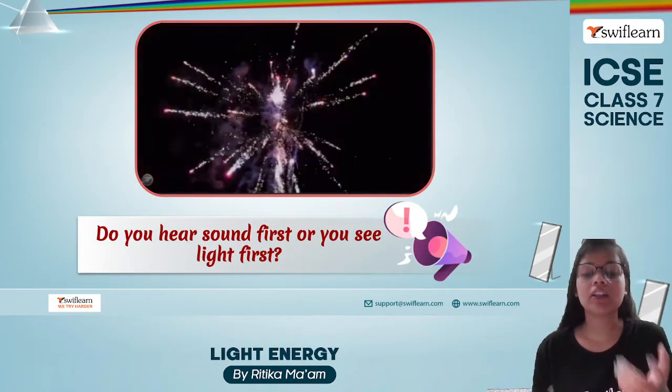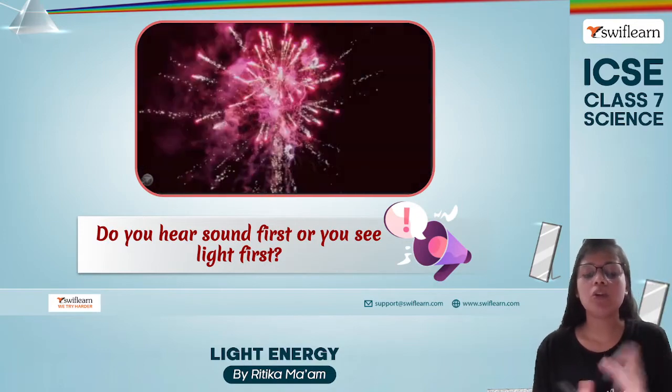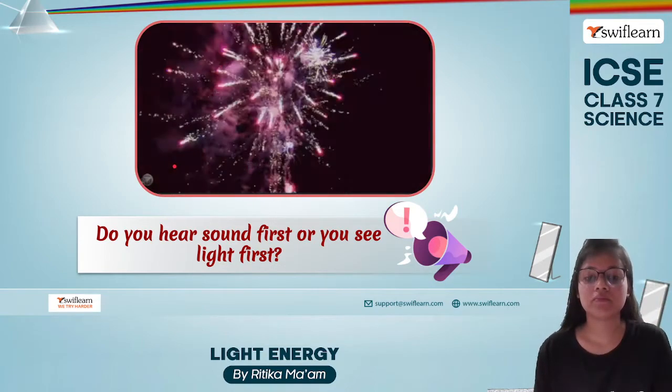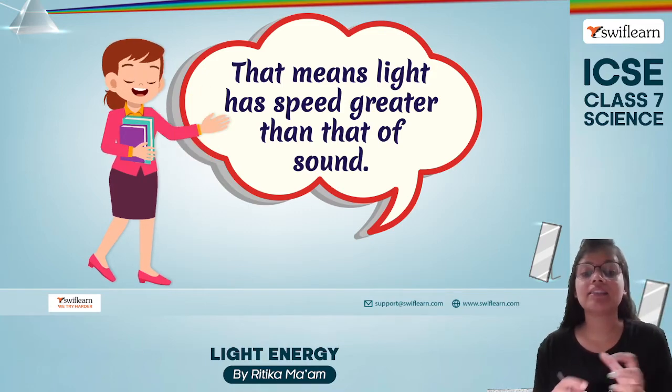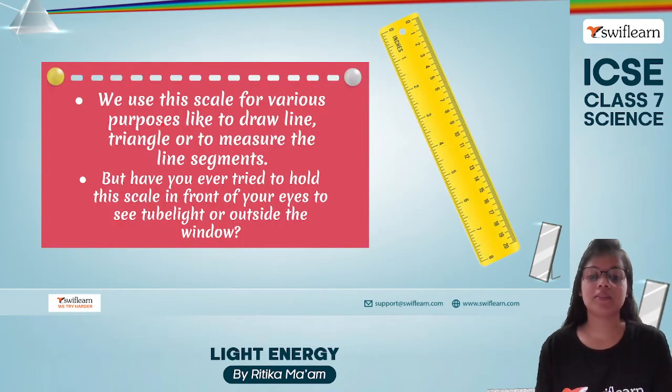Now, during Diwali time, whenever we are burning the crackers, what do we observe? Do we hear the sound first or do we see the light first? We see the light first and then the pop sound occurs. That means light has greater speed than sound. And we just saw the speed of light: it is 3 into 10 raised to power 8 meter per second.